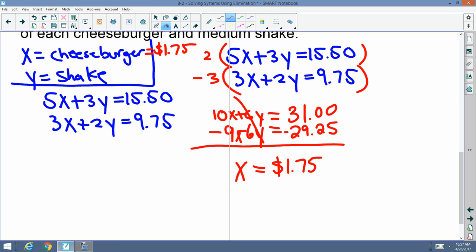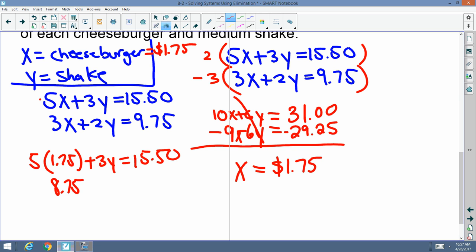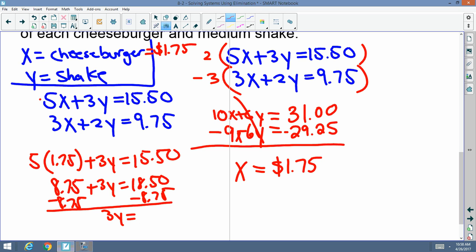And now what would you like to do? Tell me what to do, rather. Okay, he wants to plug it into here. So I got 5 times 1.75 plus 3y equals 15.50. And then that's going to be 5 times 1.75. So that's 8.75 plus 3y equals 15.50. Subtract 8.75 to both sides. 3y equals 15.5 minus 8.75. We got 9.75, and that's going to be 3.25.